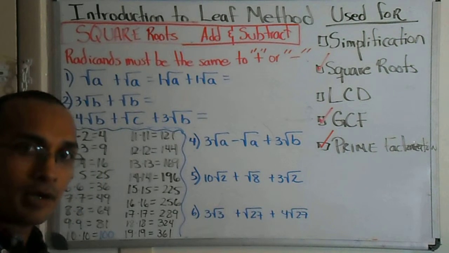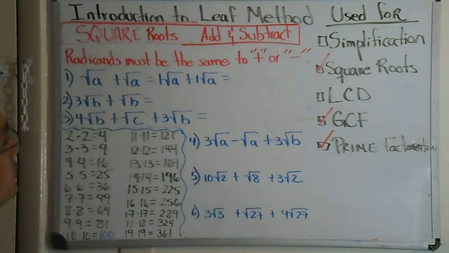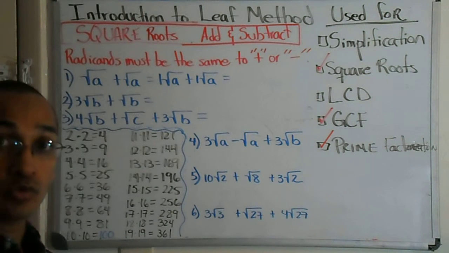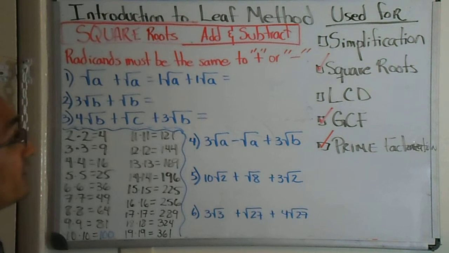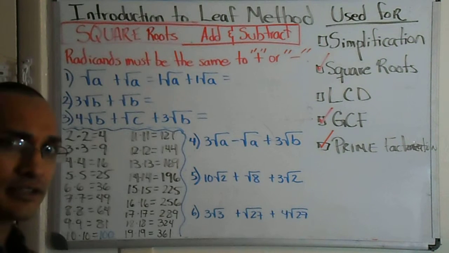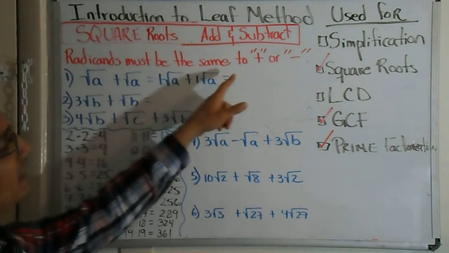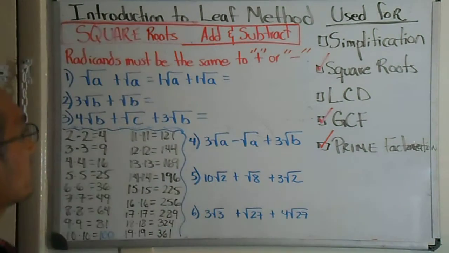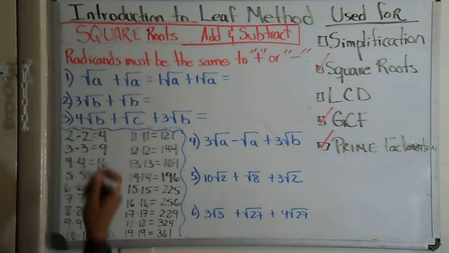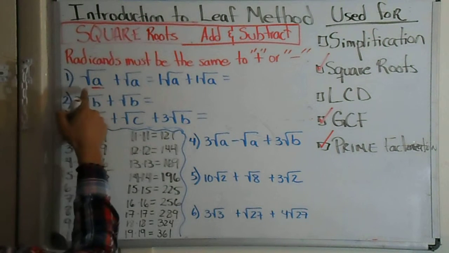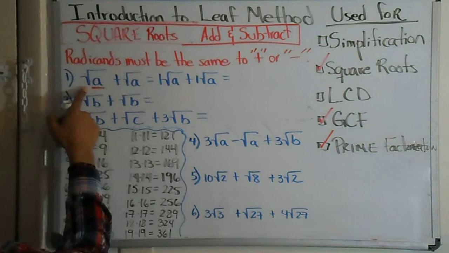Welcome back. Before, we learned about using the leaf method for prime factorization and greatest common factor, and now we're in the lesson of square roots. Now we're going to find out how you add and subtract square roots. The radicands must be the same in order for you to add or subtract. What is a radicand? The radicand is a number or the letter inside the radical.